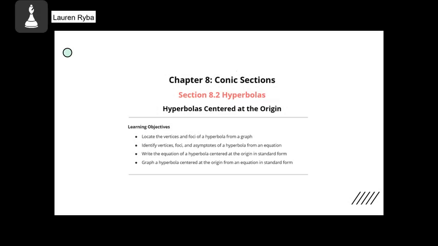This section covers hyperbolas, and they're only going to be centered at the origin. We are going to be able to locate the vertices and foci of a hyperbola from the graph, as well as from the equation. We will write the equation in standard form, and lastly, we'll be able to graph some hyperbolas.